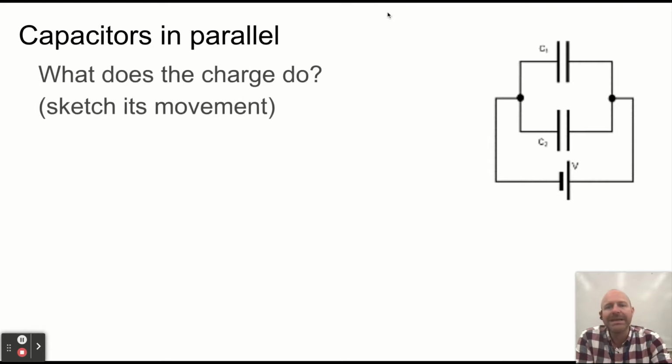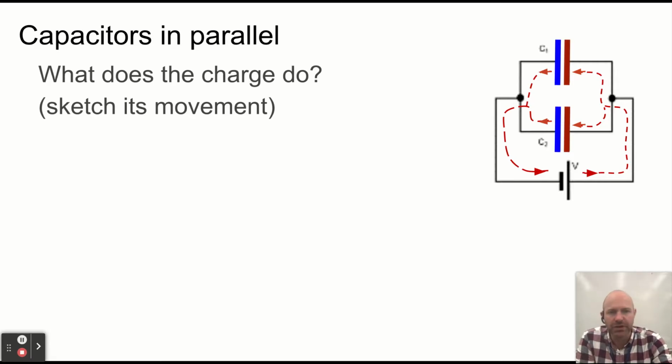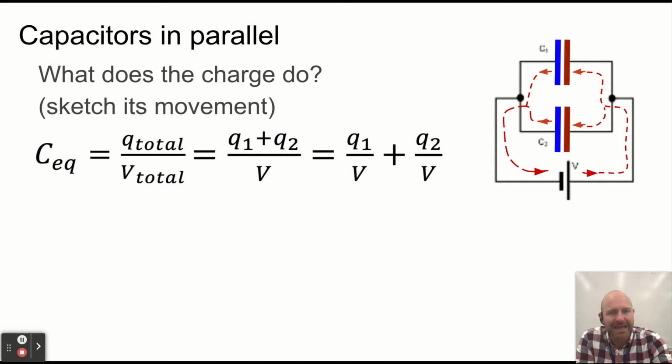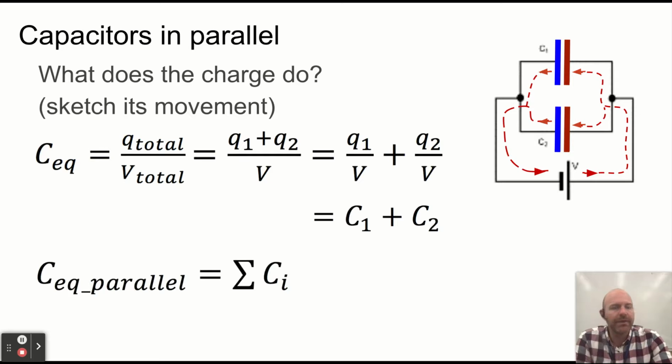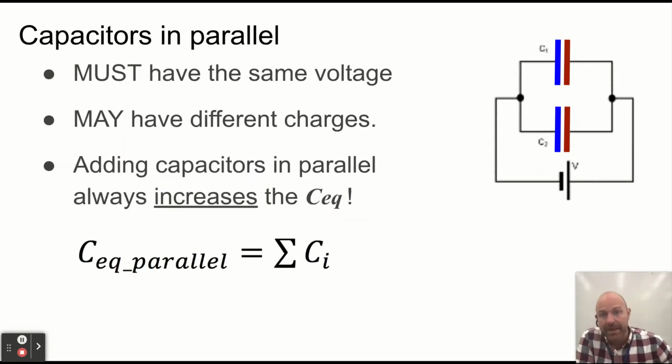When capacitors are in parallel, what does the charge do? Well, some of it goes onto capacitor 1 and some of it goes onto capacitor 2, right? So there's multiple locations for the charge to go. They are in parallel. The equivalent of this is as if you have given the capacitor a larger area. So the capacitances add as you go like that. So the equivalent capacitance in parallel is simply adding up the capacitances.